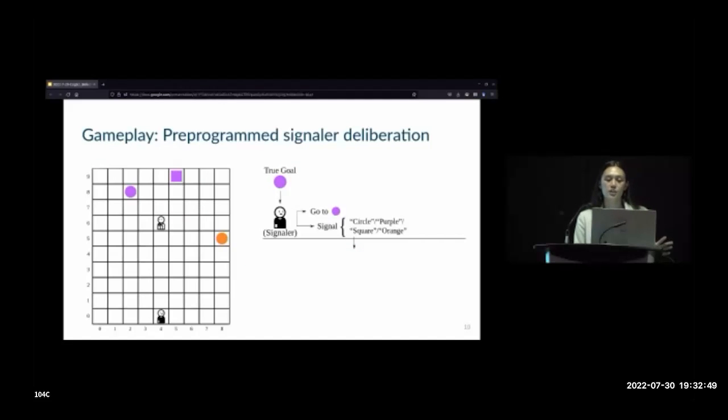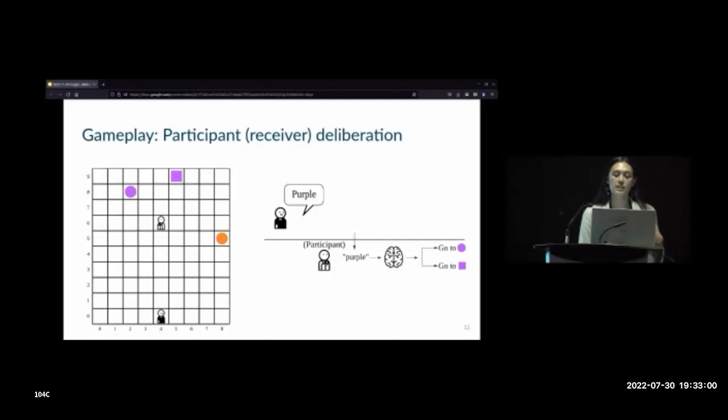So what happens during gameplay is the signaler who knows the goal can either actually go to that item themselves, or they can decide to send a signal. And that signal will be a single feature. So let's say the signaler says purple.